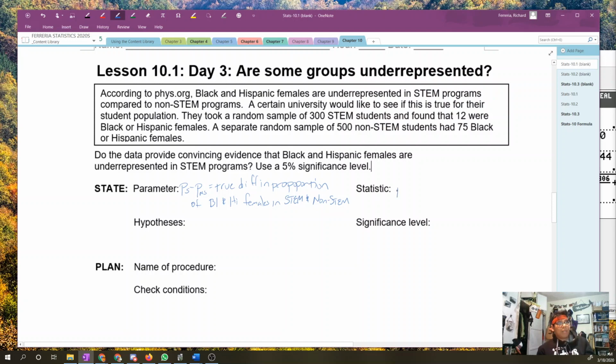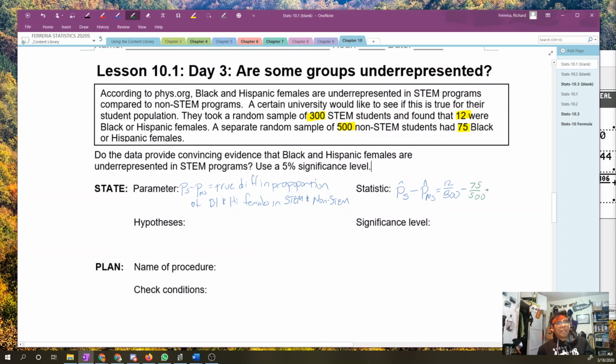What is our statistic? Well, that's P̂S minus P̂NS. So what does that equal to? Well, the STEM was highlighted there. We had 12 out of 300 in STEM. Okay, so 12 out of 300. Minus, and then how about for non-STEM? Out of 500, we got 75. So that's 75 out of 500.